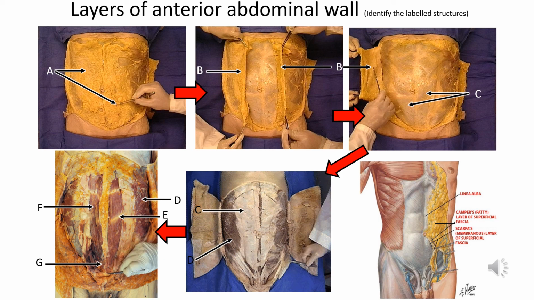Question number 1. Identify the labeled structures. A. Camper's fascia. B. Scarpa's fascia. C. Rectus sheath. D. External oblique muscle. E. Tendinous intersection. F. Rectus abdominis muscle. And G. Pyramidalis muscle.